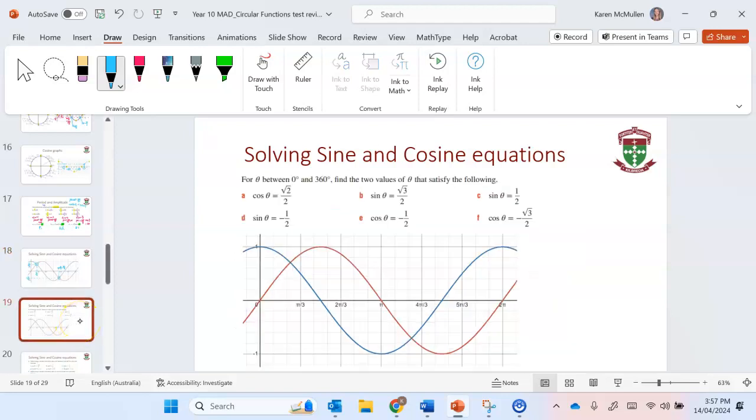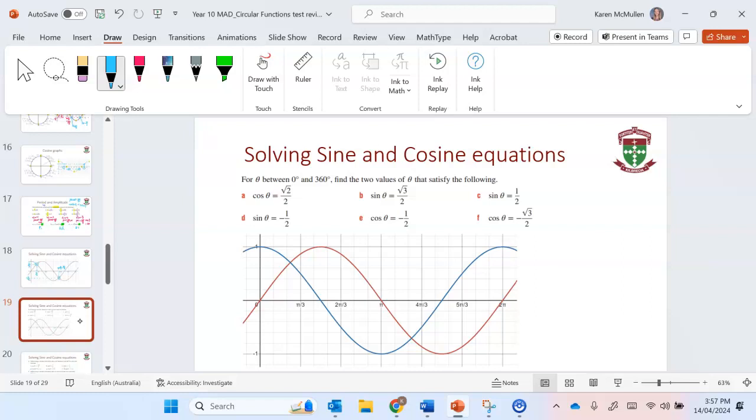Let's just have a look at a few of these. I'd like you to get used to understanding how you can use the graph to solve equations, but as you move into VCE methods, you probably wouldn't so much use the graph. You would just remember your exact values.